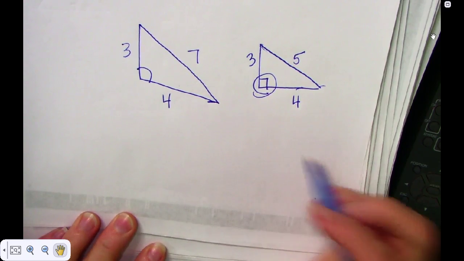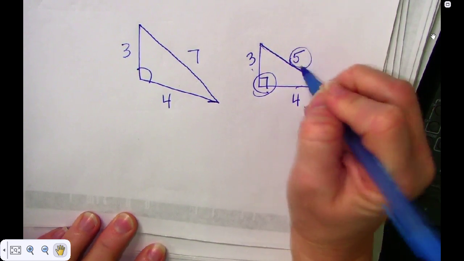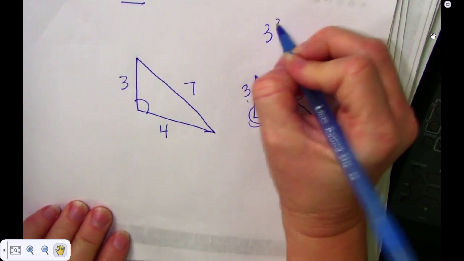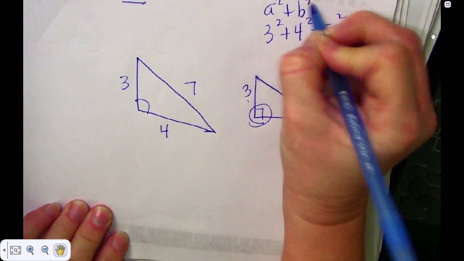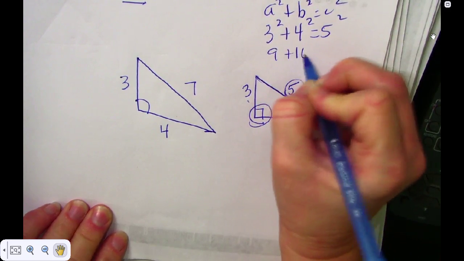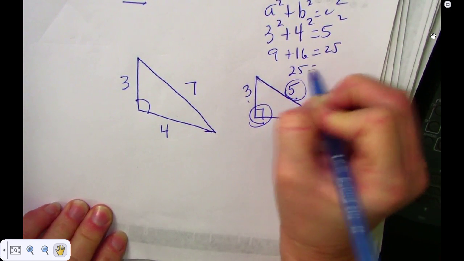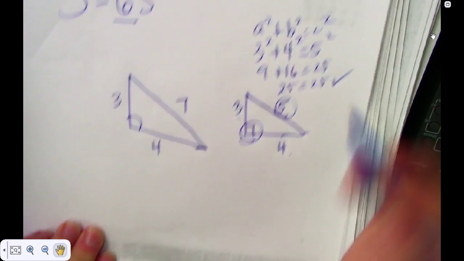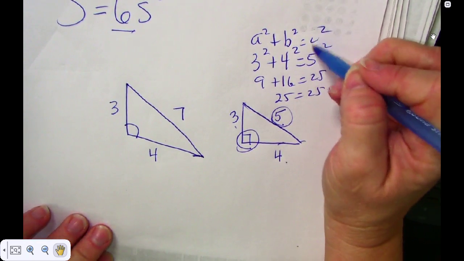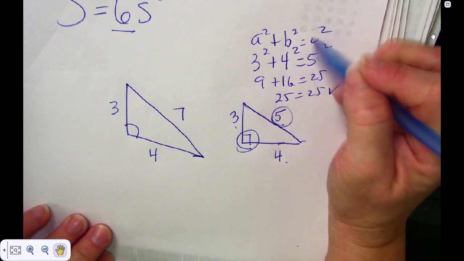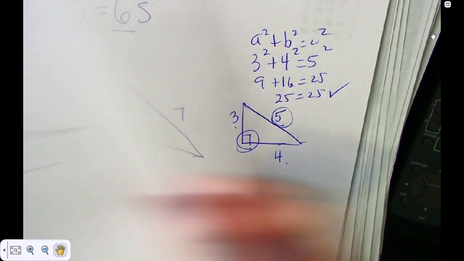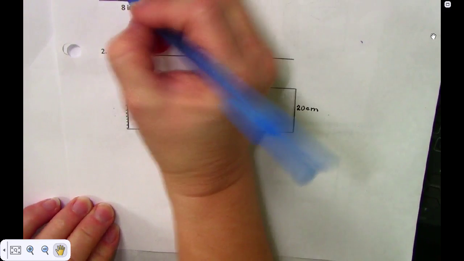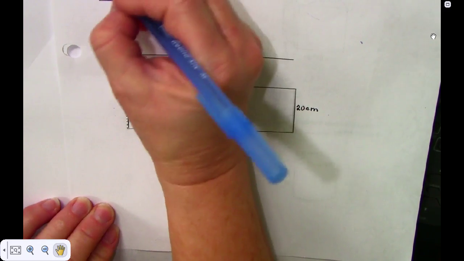Okay? So you've got 3, 4, that has to be 5. And remember, this is the first one we did. When we put it in the a squared plus b squared is c squared, it worked. 9 plus 16, 25. 25 equals 25. Check. If you put another number in there, if you put 6 or 8 or 10, it's not going to equal. So it can't be a right triangle. So you know that has to be 5. Well, you've got the same right triangle over there, so that's 5.